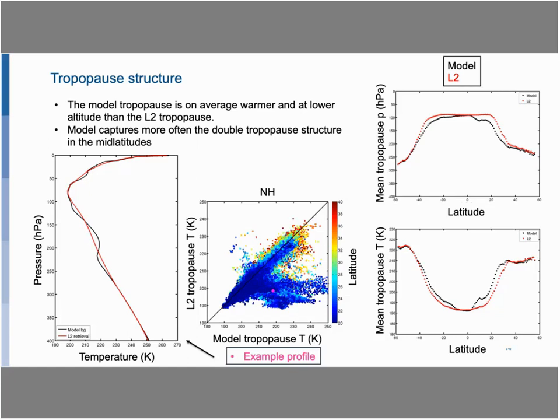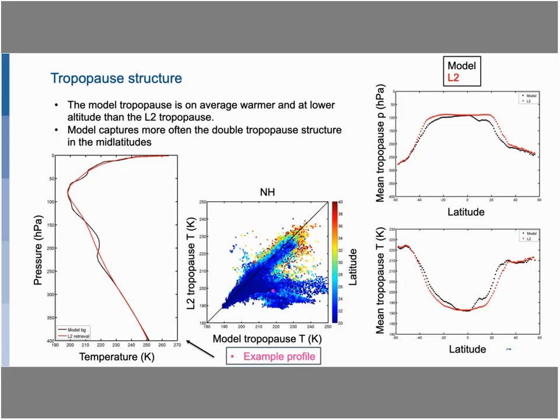And the middle plot here is showing a scatter plot of the level 2 tropopause temperature compared to the model tropopause temperature. And you can see that there are two sets of observations in a way. There is a set where the agreement with the temperatures is extremely good, and then the other one where it's not good at all. And in these cases, the retrieval tropopause temperature is much colder than the model tropopause temperature. And the color scaling here is indicating a latitude.